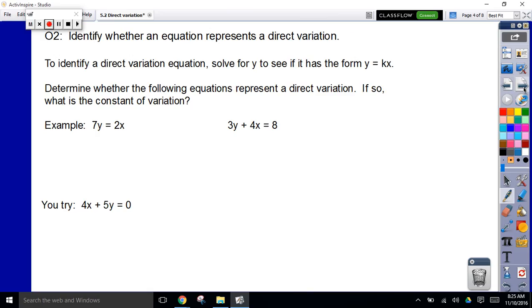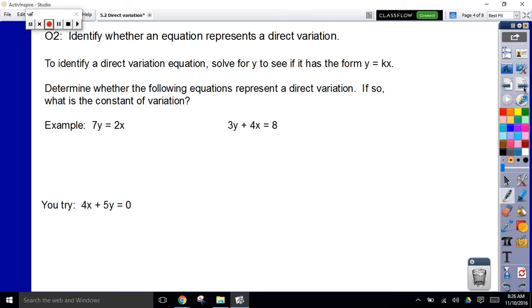Okay, so let's look at how we know whether an equation represents a direct variation. To identify a direct variation equation, first you have to solve for y if it's not already solved for y, and then you see if it's in this form, if it's y equals something times x. So let's take a look at some examples of this. This one says 7y equals 2x. In order to know if that's direct variation, it's not maybe immediately apparent, we need to solve for y and get y by itself. So this is like what we did at the end of, I believe it was the 2nd or 3rd unit, where we did the equations where we solved for a variable.